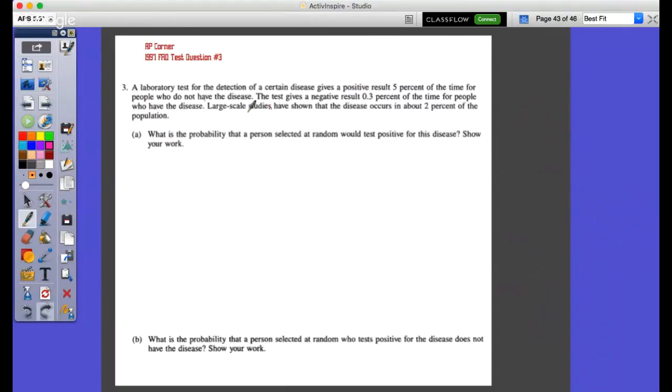So there's a laboratory test where the detection of a certain disease gives a positive result 5% of the time for people who do not have the disease. The test gives a negative result 0.3% of the time for people who have the disease. Large-scale studies have shown that the disease occurs in about 2% of the population. So we either have a disease or we do not have the disease, right? So if they have the disease, about 2%, so 0.02, and 0.98 are the not disease. Now, if you have a disease, we could either have a positive or negative result, okay?